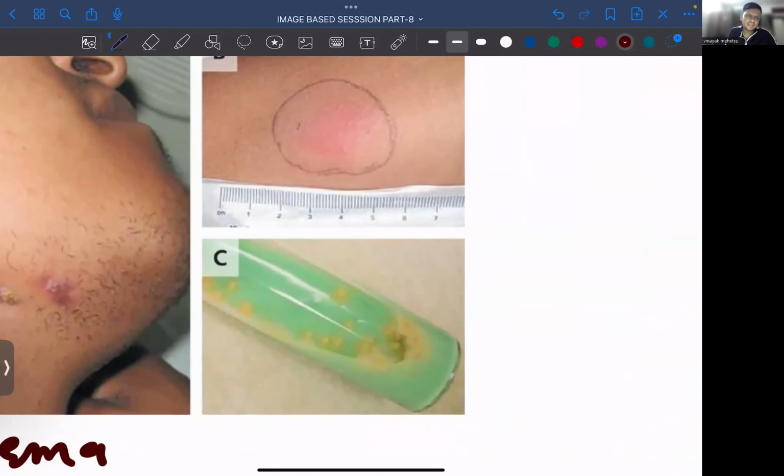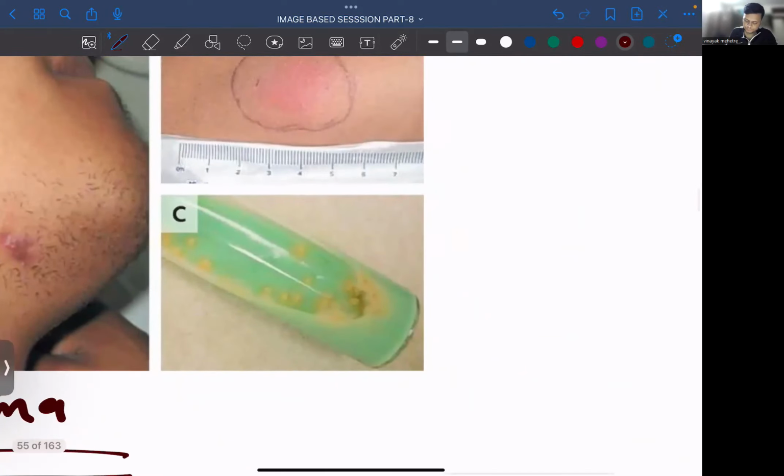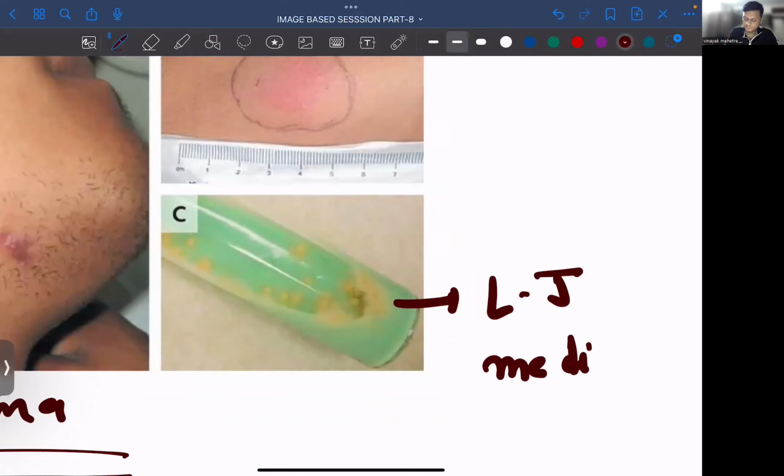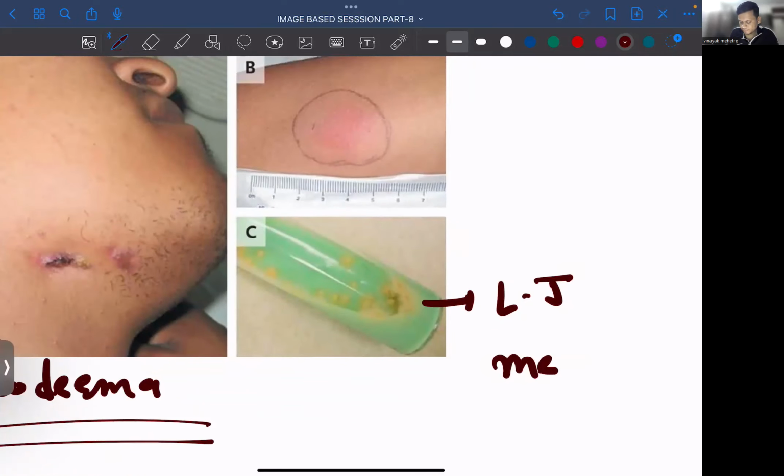Which medium is used to diagnose TB? Medium microbiology में पढ़ा होगा. And which screening test is done? This is called as LJ medium. Micro में पढ़ा होगा, right? LJ medium is used.